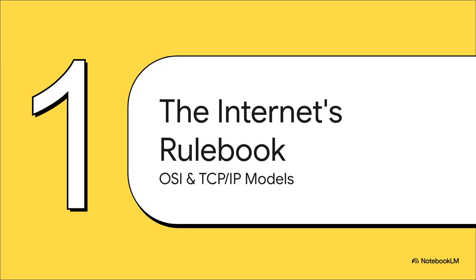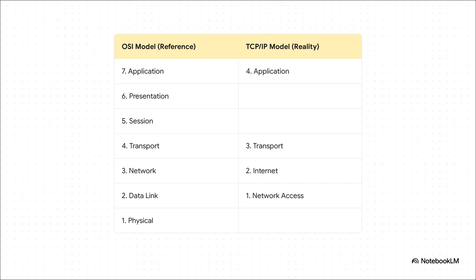This is the internet's rulebook. To manage all this complexity, engineers came up with a brilliant idea. Break it down into layers. You'll see two main models for this. There's the 7-layer OSI model, which is kind of like the detailed academic textbook version.